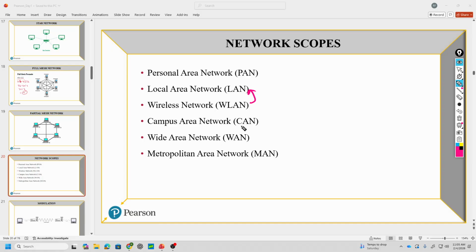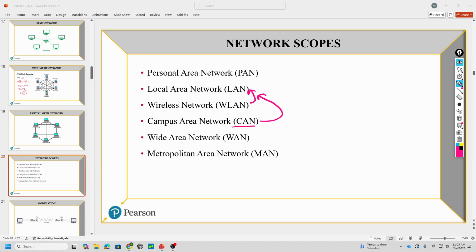Then we have this thing called a campus area network. So a campus area network is a bunch of individual networks. The easiest way to think about it is like a college campus. You got multiple buildings. Each of those buildings have their own network inside of them, but they all still fall under the bigger network, right? The local area network.